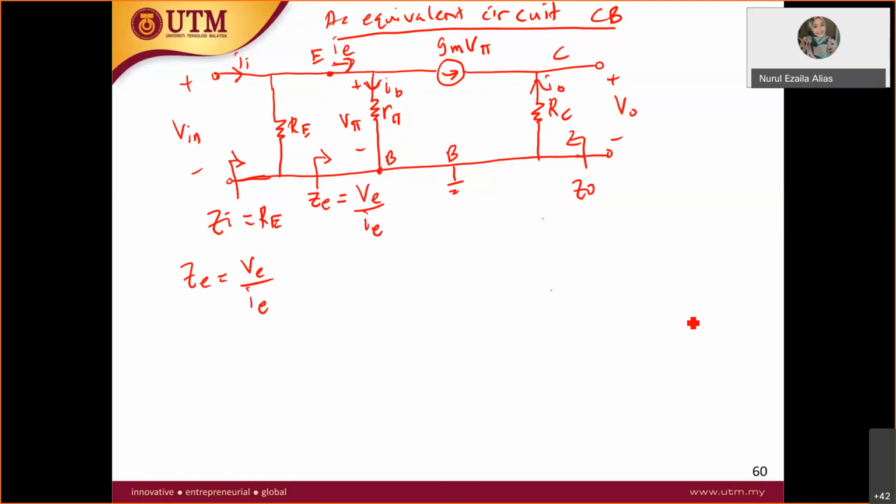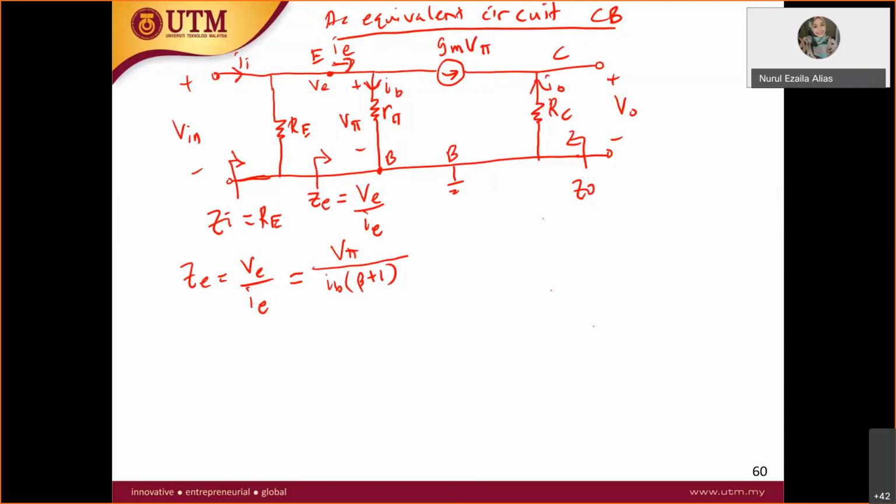So ZE, VE is equal to what? VE at this node equals what, student? VE from the emitter to the ground. What is the voltage across VE? V pi. Yes, correct. Thank you. At least someone is alive over there. So V pi. How about IE? IE is equal to what? Can I just write IE is equal to IB times beta plus 1? Can I write like this?